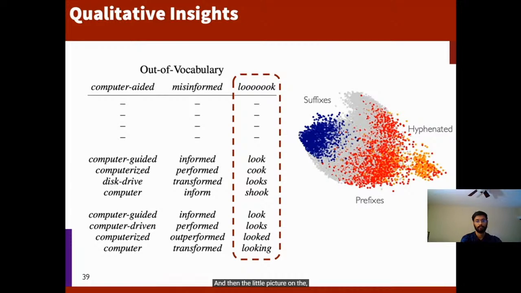And then the little picture on the right is showing one of these 2D visualizations of the units that have been learned. The red things are word character prefixes, the blue things are character suffixes, the orange things are hyphenated things, like in the middle of computer guided, and gray is everything else. So there's some sense in which it's picking out different important parts of words.